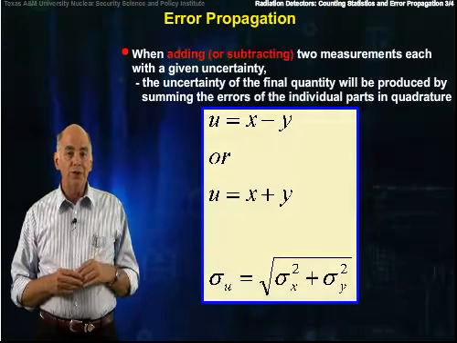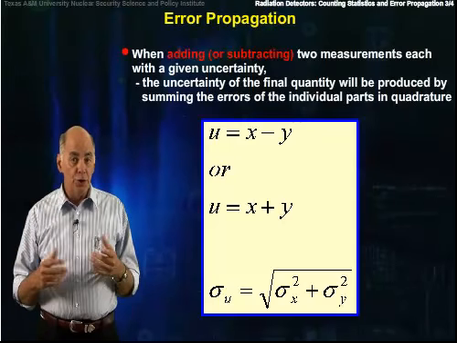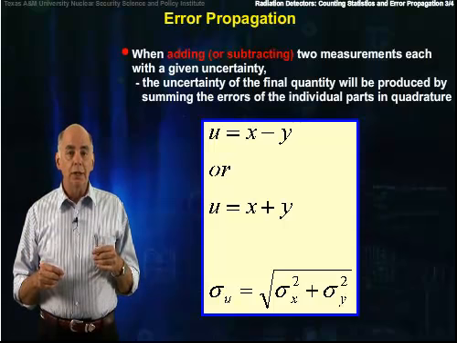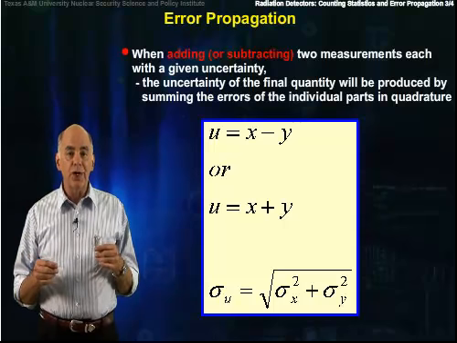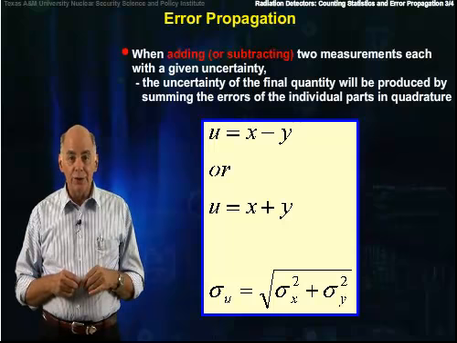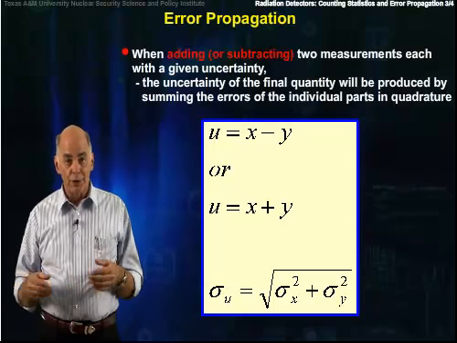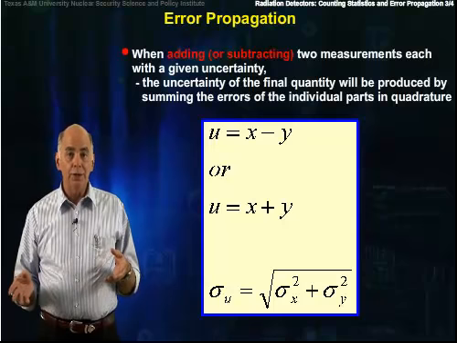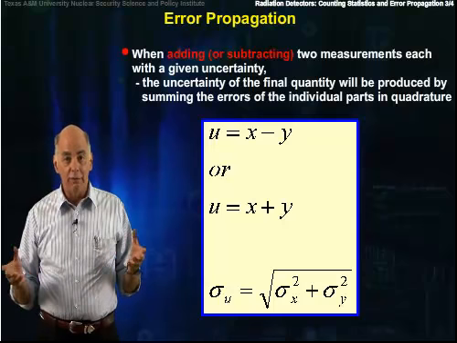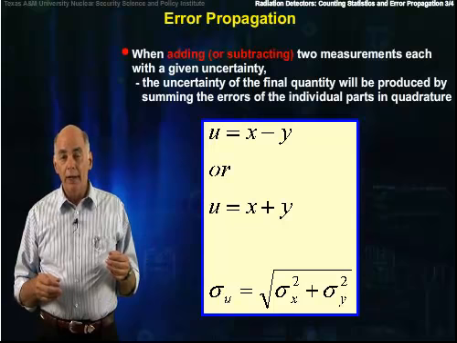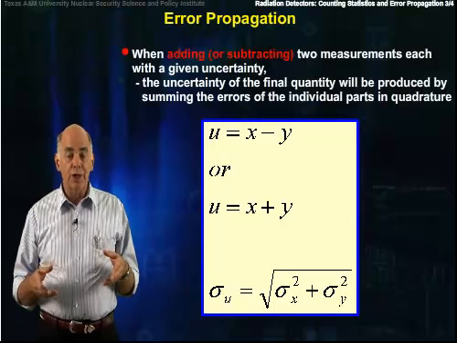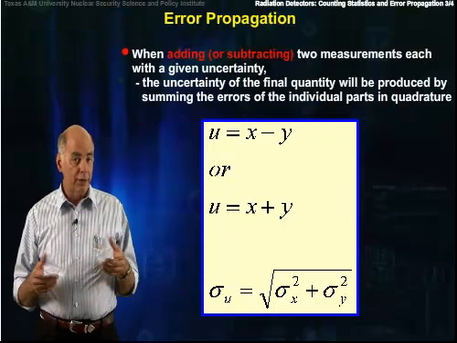Or if x and y is summed or subtracted to produce u, then the standard deviation in u is the square root of the sum of the standard deviations of x and y each squared. As a side note, now you can see why statisticians love variance. Said their way, the variance of u, the sum, is equal to the sum of the variance of x and the variance of y.